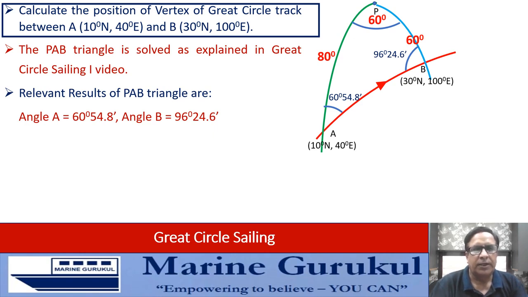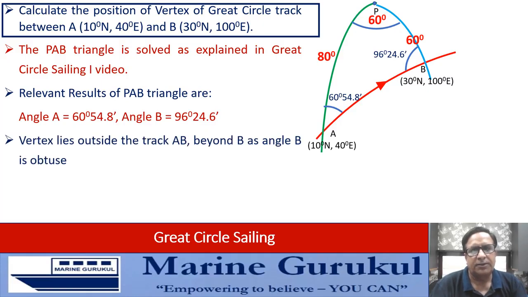Now we need to figure out where the vertex lies. As one angle is obtuse, the vertex lies outside the track and towards the side of the obtuse angle, so the vertex shall lie somewhere on this part of the track. So we can mark a suitable point V denoting the vertex. We can draw its meridian from P, the pole, and that meridian shall make an angle of 90 degrees with the GC track at the vertex.